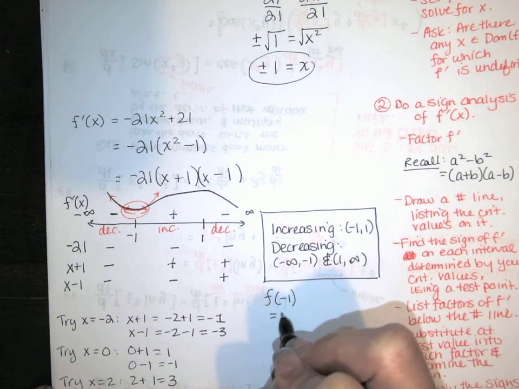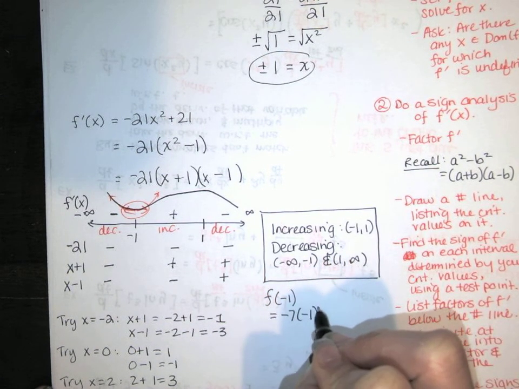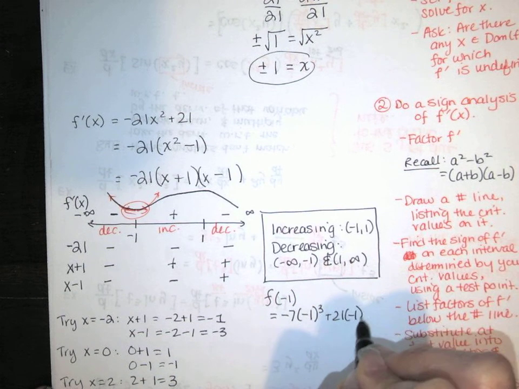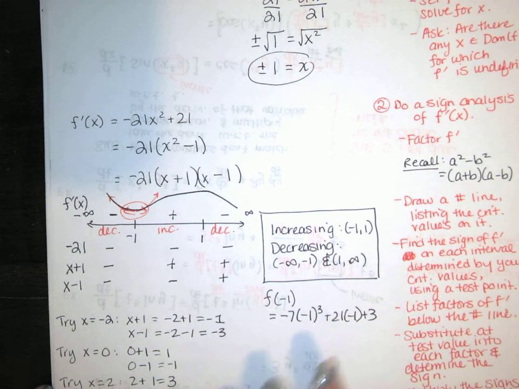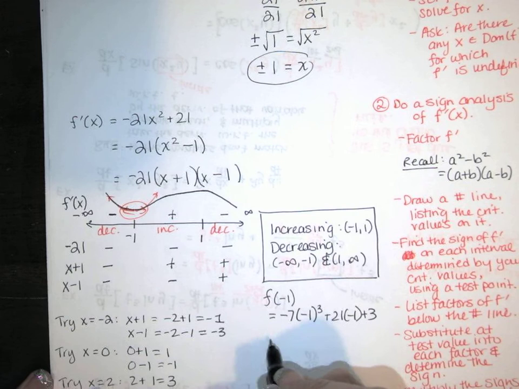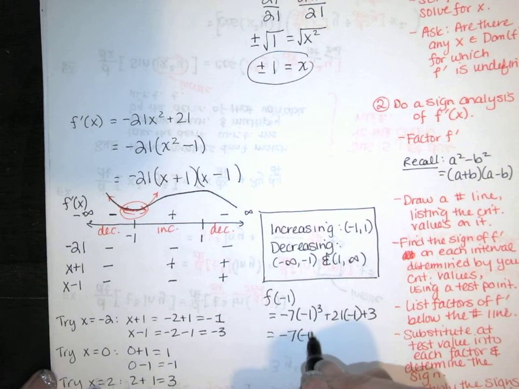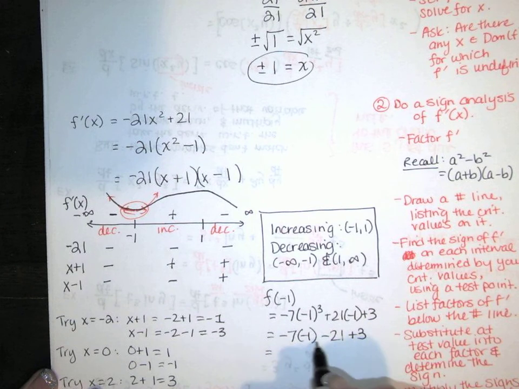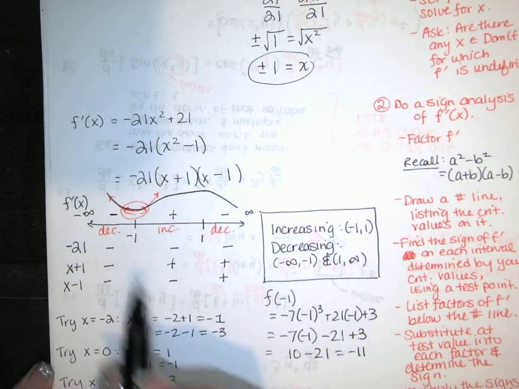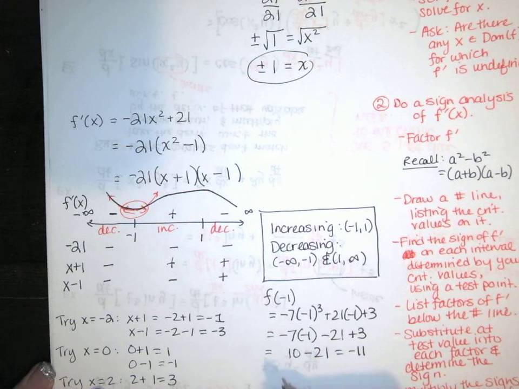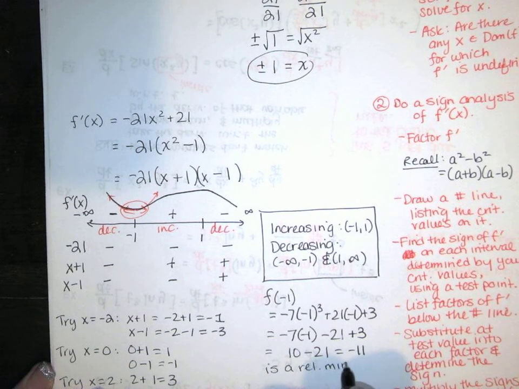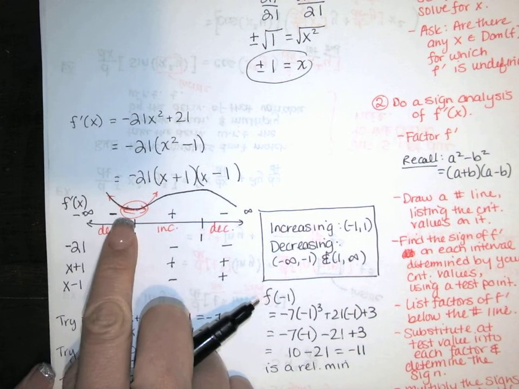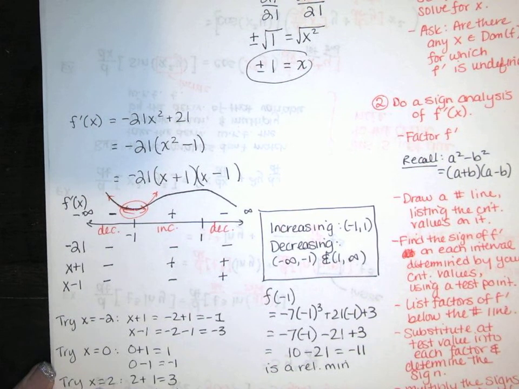which happens to be -7 times -1 cubed plus 21 times -1 plus 3, when I substitute back into the original function, it's -7 times -1 minus 21 plus 3. Or that's 7 plus 3 is 10, 10 minus 21 is negative 11. That is, according to this, a relative minimum by the first derivative test, because it goes from decreasing to zero slope to increasing.